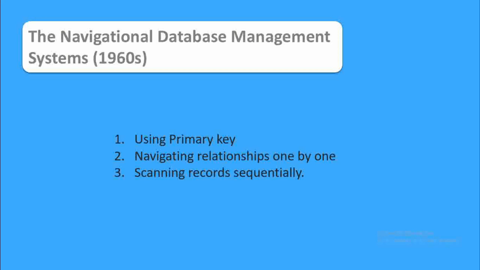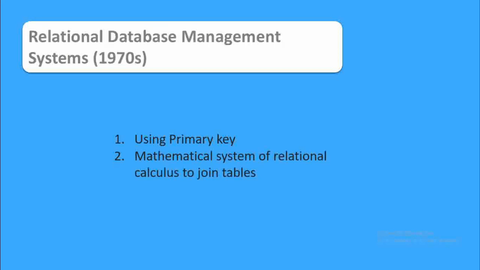By the mid-1960s, commercial database management systems emerged. The Integrated Data Store (IDS) by the Data Task Group was the first. These databases used primary keys and could navigate relationships one by one, but records were scanned sequentially. In 1966, IBM also introduced their own database management system called IMS. By the 1970s, IBM used an approach to manage databases by using different tables for different entities. There were also primary keys to distinguish each row.